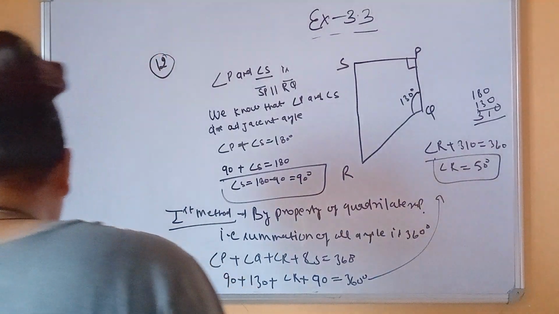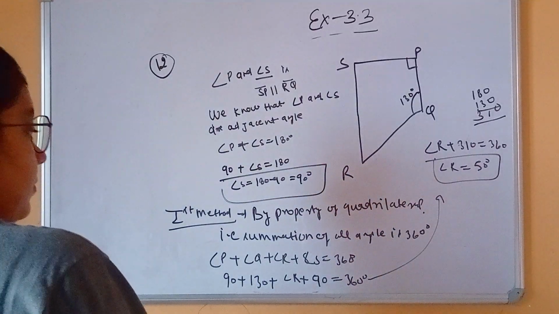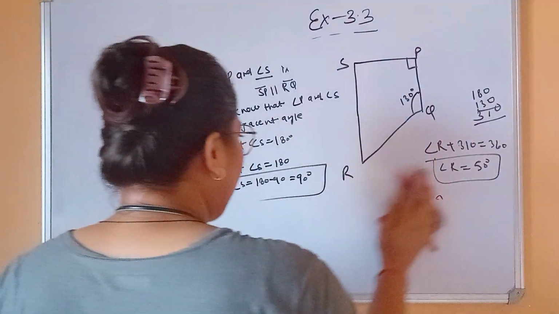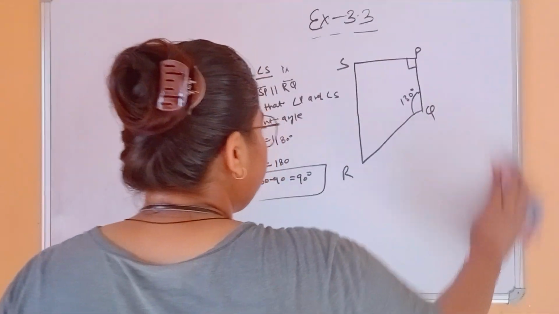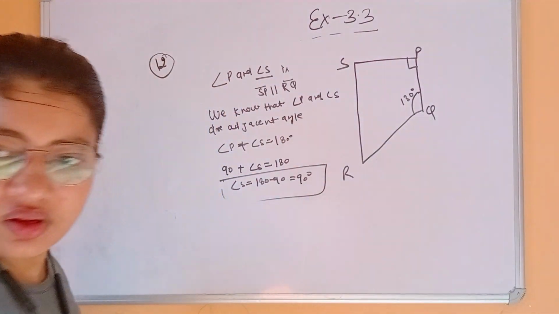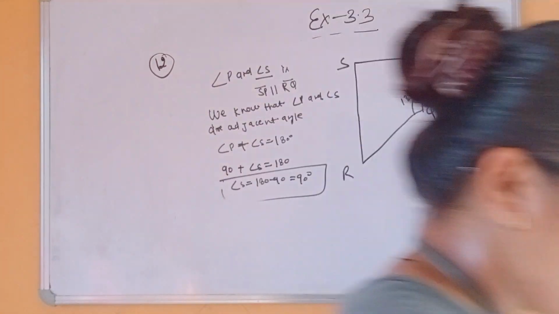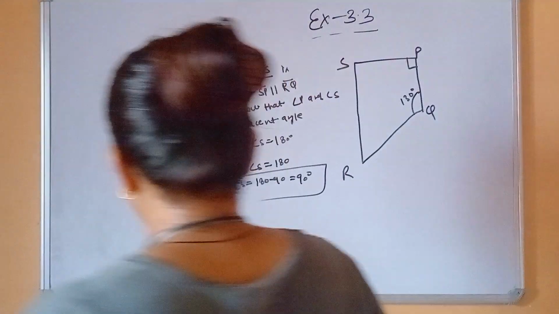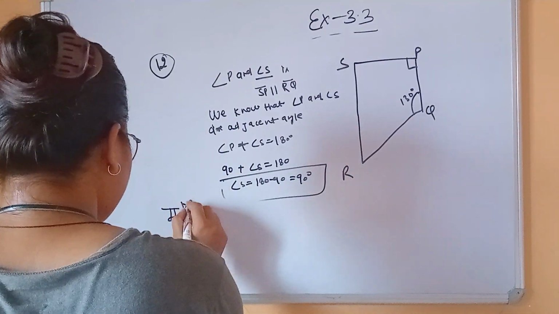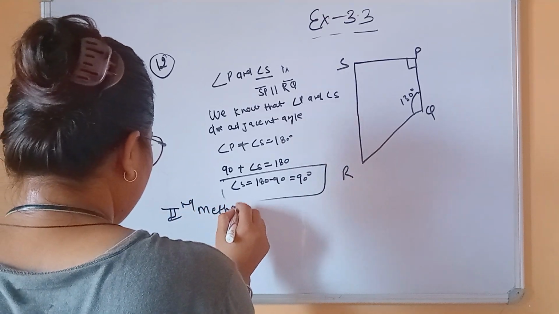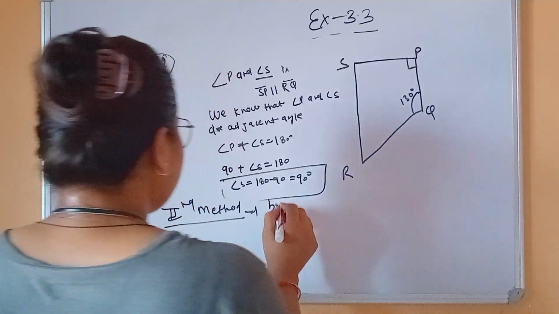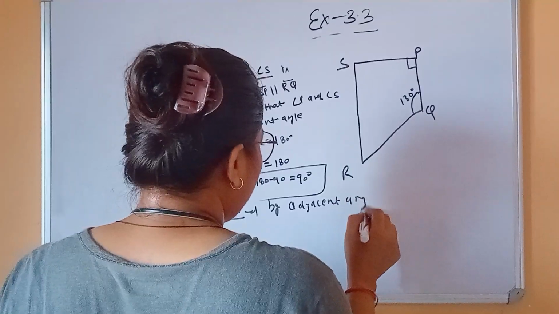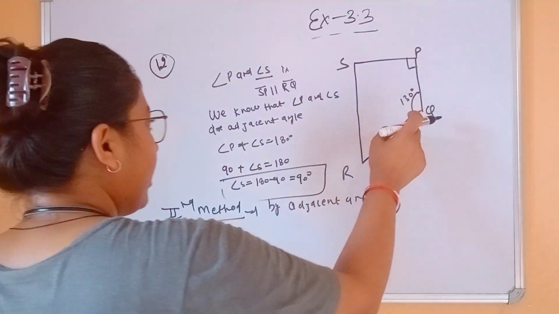So by the first method we found it, now we take the second method. What is the second method? In a parallelogram, we take the alternate angle, or rather the adjacent angle, because the lines are parallel, so we can take adjacent angles.